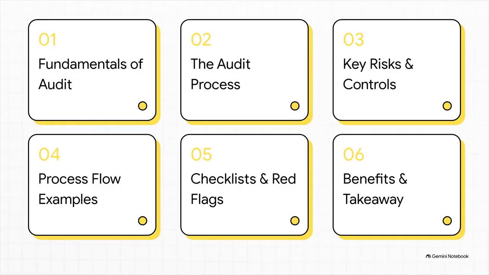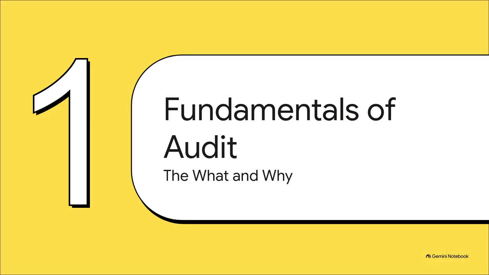To make sure we don't miss a single detail, we've organized these concepts into 6 logical chapters: fundamentals of the audit, the complete audit process, key risks and controls, process flow examples, checklist and red flags, and finally, the benefits and key takeaway. Chapter 1. Fundamentals of the audit, establishing the what and why.